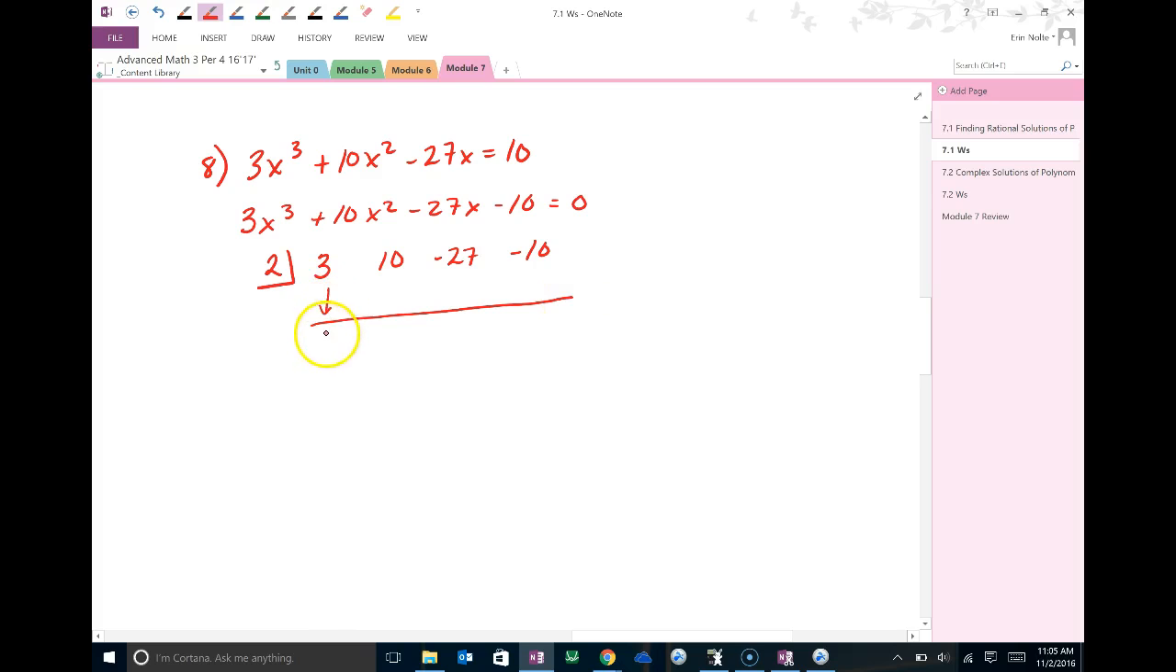So I dropped the 3. What's 3 times 2? 10 plus 6? 16 times 2. Negative 27 plus 32. 5 times 2. Remainder? 0. So did 2 work? Awesome. Alright, so right now I have 3x squared plus 16x plus 5.